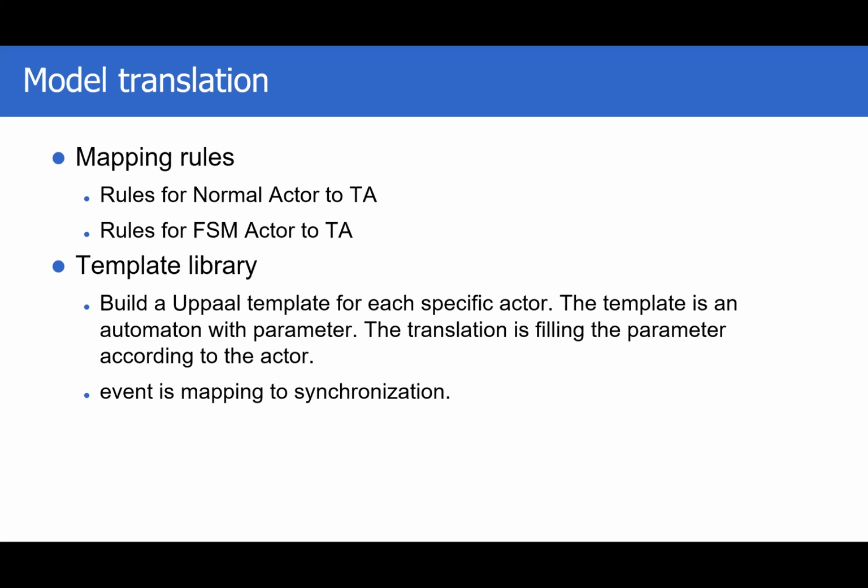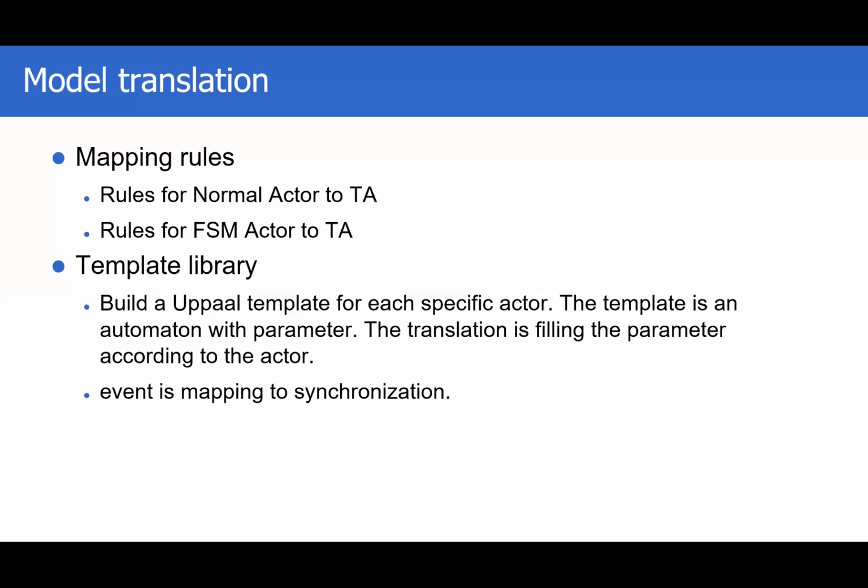For 1 or 3 or such like this. For this kind of actor, we give the template and form a template library. For each template, for the translation, we just need to get the information of the actor and try to fill the parameter according to this actor.